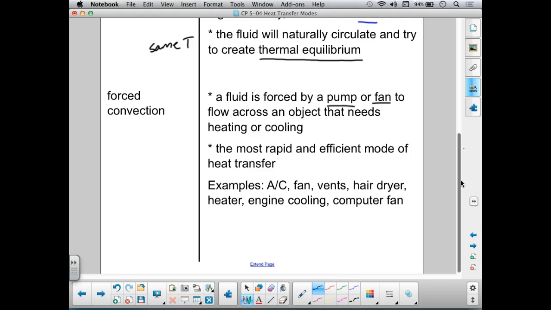You may have noticed computers such as laptops and desktop computers have a little fan in them to cool off the processor. So what's common about all these is that there's some kind of pump or fan that is moving a fluid so that we can take thermal energy from one place to another. That is forced convection.